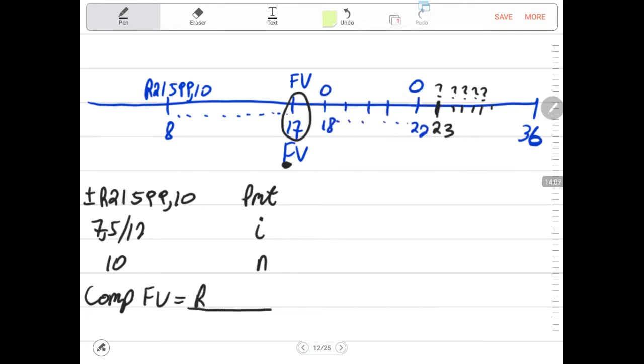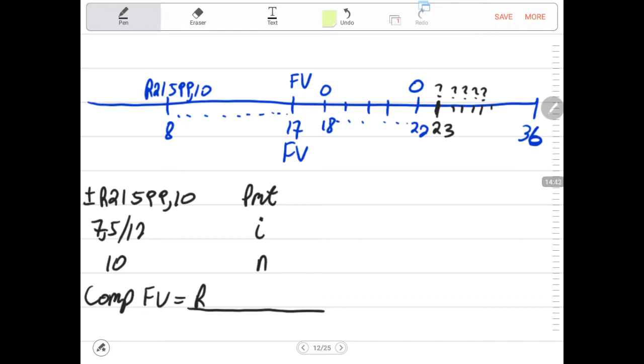So now the minute we get this future value, it will be the future value here after the 17th month, or after the 17th payment was made. So now let us continue on that, and we use again the hard copy calculator. Second function alpha 00 to clear the memory. Plus minus 21,599.10 is our PMT. Then we say 7.5 divided by 12 is our interest. Then 10 is our N.